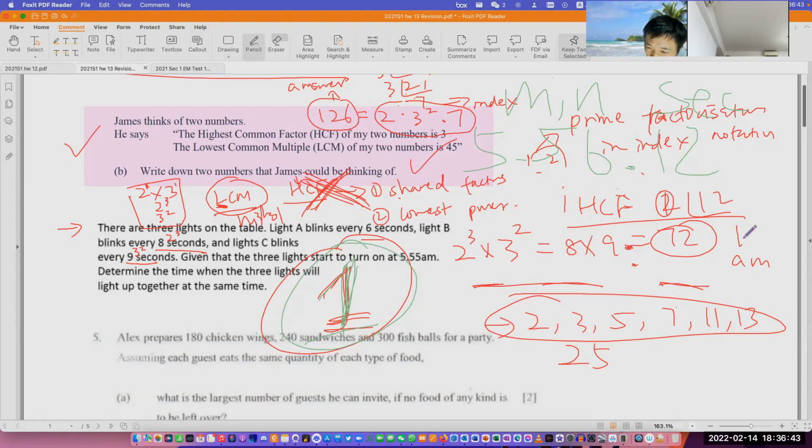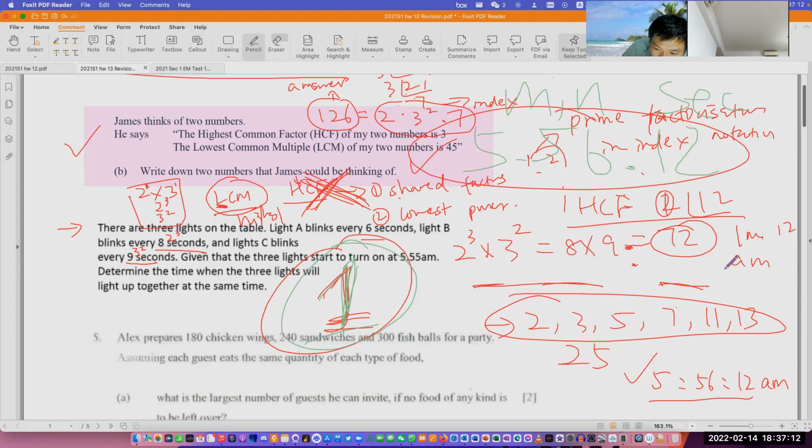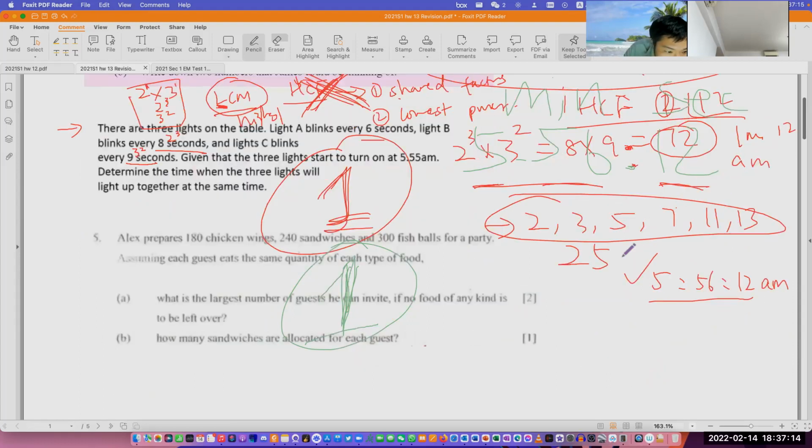So 72 seconds is 1 minute and 12 seconds. Okay, good. So please get your representation of time correct. So I think you should represent it this way. Yeah, AM. Okay. All right. Next, determine the time when the 3 lights will light up together at the same time. Okay, good. So this is the next light up moment.